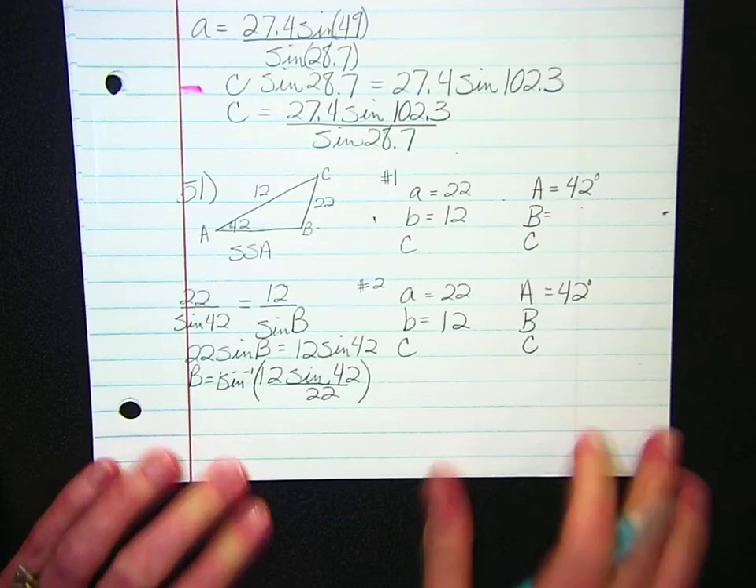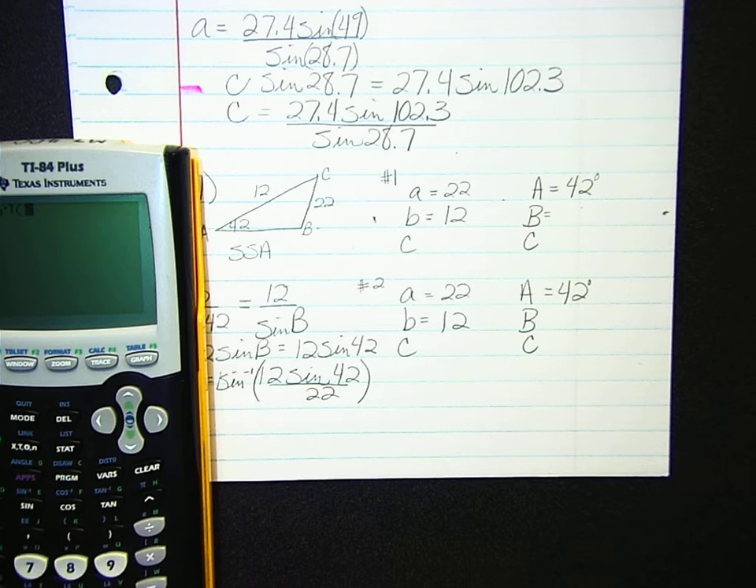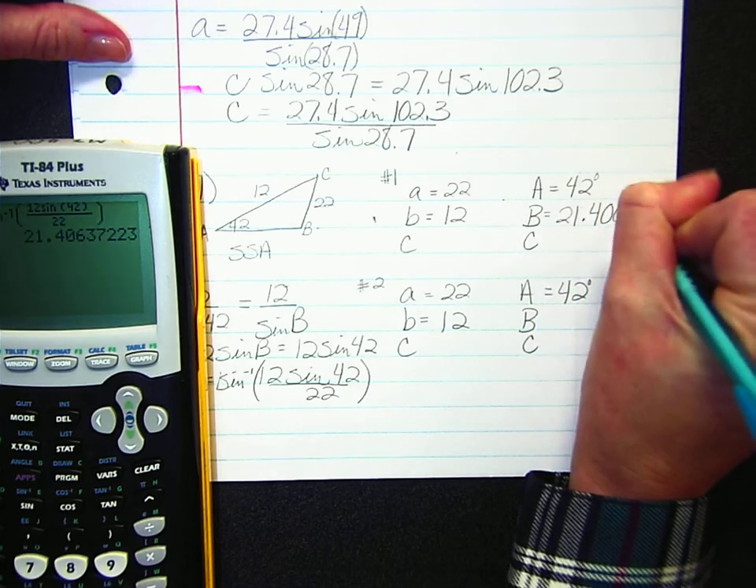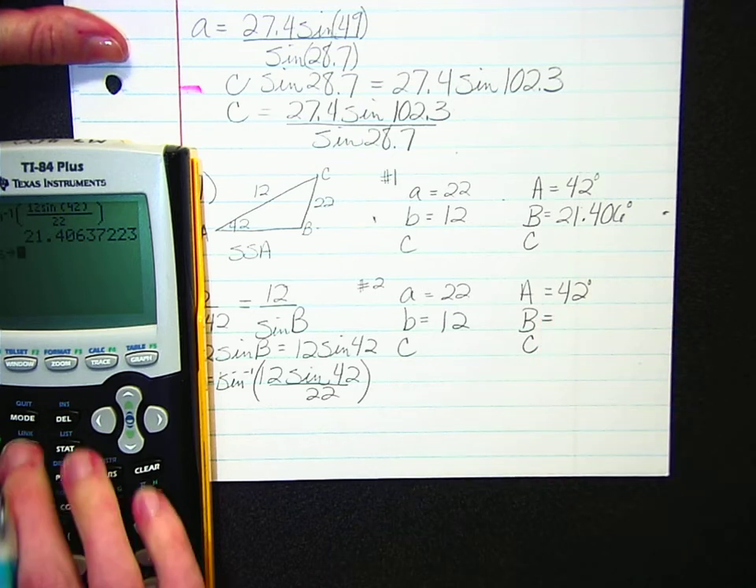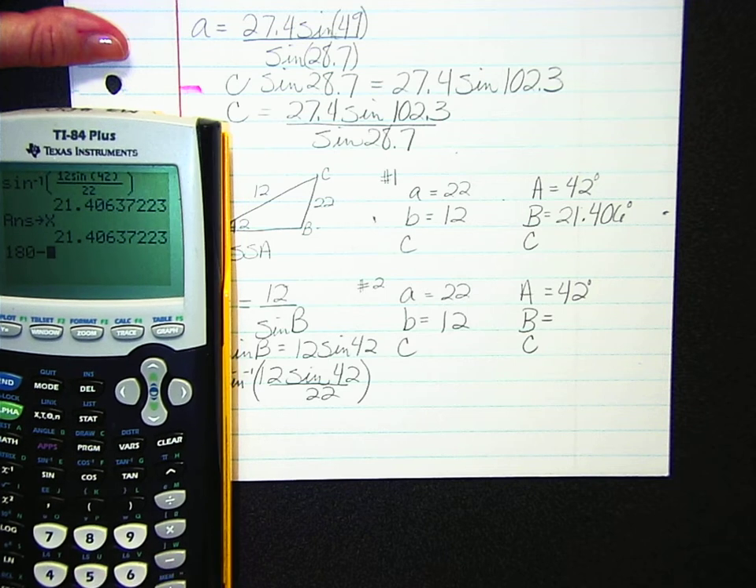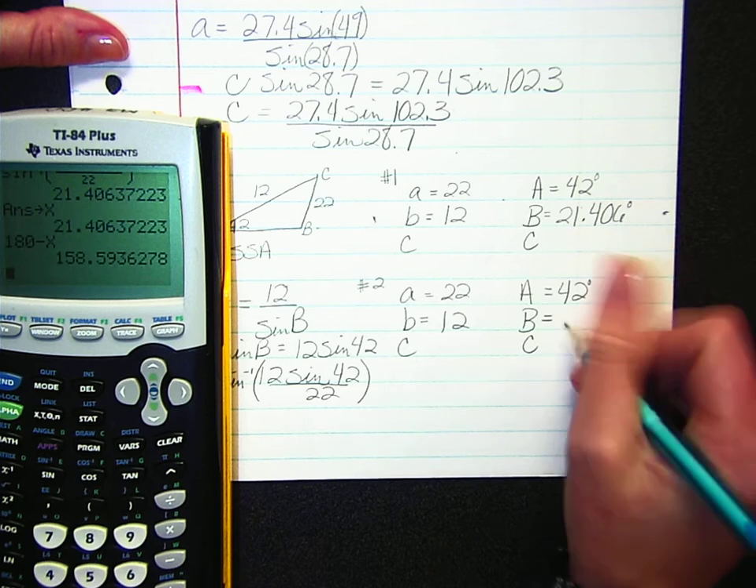Alright, so put all of that into your calculator. Clear out what we had. So I'm going to do second sine, alpha, F1, number 1 to get my fraction. So 12 sine of 42, and I'm going to divide by 22. And that's going to give me B in the first triangle, so 21.406. In my next step, I want to get B in the second triangle. So I'm going to store this as X so that I can use it again. And to move to the second triangle, I'm going to subtract this 21.406. I'm going to put an X right there.